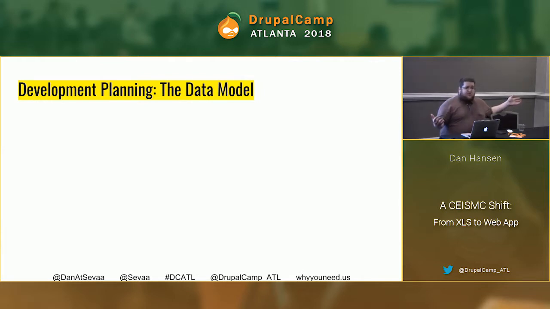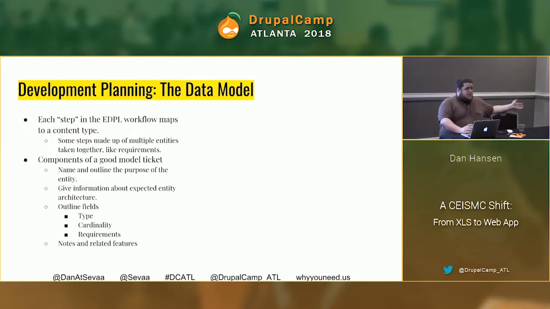Since I'm a developer, and since I said this talk is basically a developer's perspective, I want to talk a little bit about what planning went into the data model. Each step in the EDPL, as it's sort of been demonstrated to you guys, maps pretty conveniently to nodes of different content types. So some steps require just a little line of information, like the requirements, whereas tests might require a whole bunch of information about how that test is meant to be conducted. But each one of those steps is pretty closely mapped to a content type.